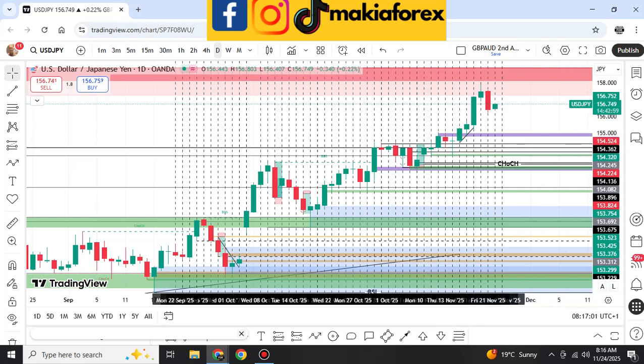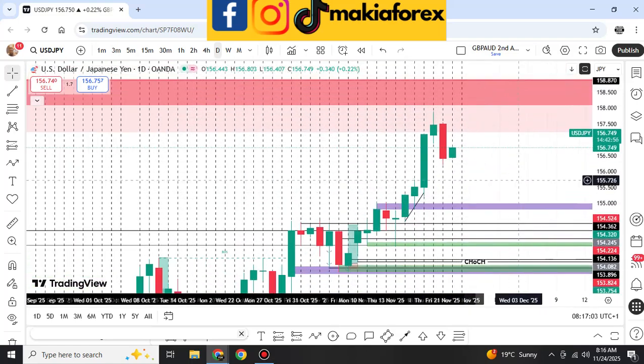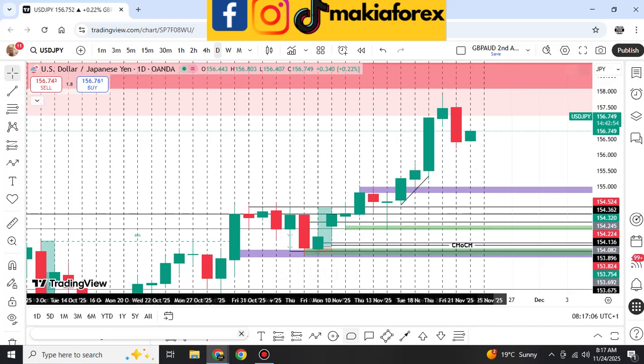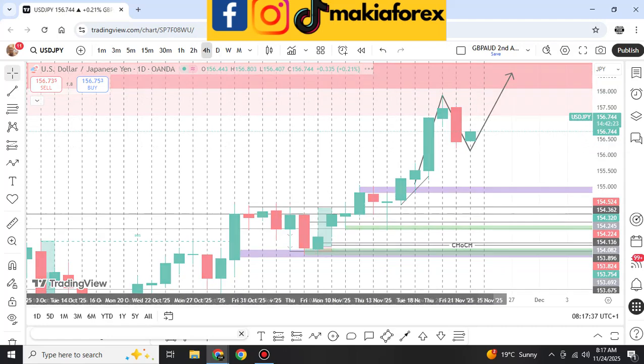So what we can assume on the higher time frame is that price is trying to form what we call a rally drop rally formation, what we call higher high, higher low, and a new higher high formation. So I believe that USDJPY will likely continue to the upside. At least that is my projection on USDJPY. So with that said, let's go to the 4-hour time frame for in-depth analysis.